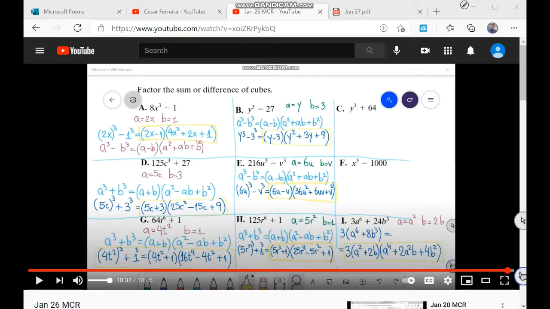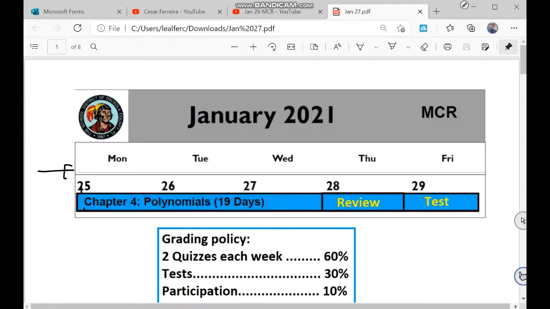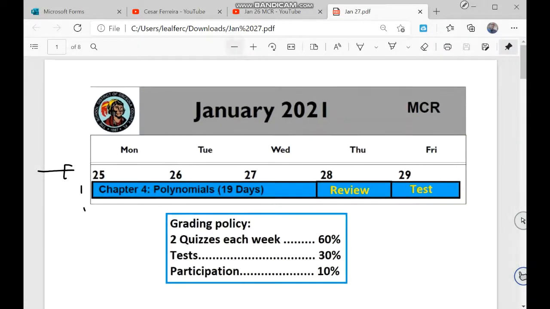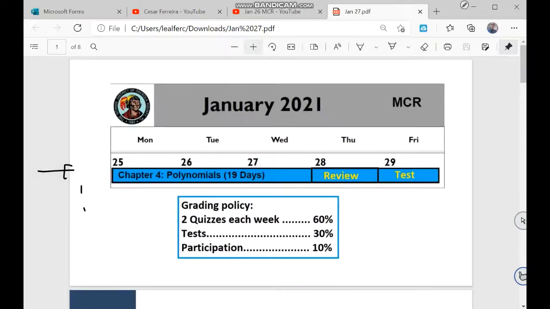Now let's start today's class, and yeah, we are almost at the end of our topic of the month, the polynomials. This month of January we've been working on polynomials, chapter 4 of our textbook, and look at this. Today is Wednesday, the last day we have to work.